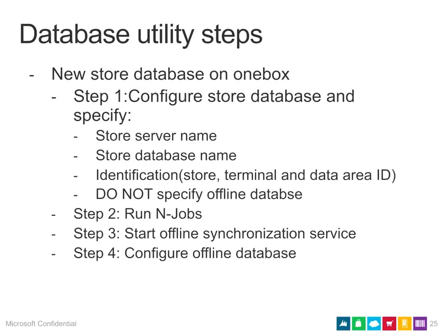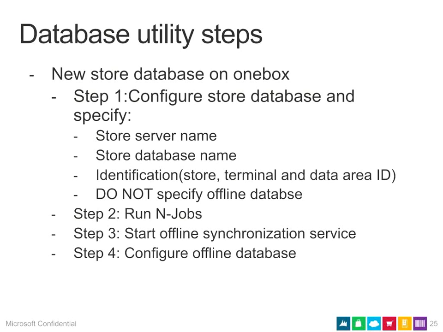So the steps for using the database utility on a one box. The first step, and this is mainly for one box if you have a store database and offline database on the same machine. So in the first step, specify the store server name, store database name, and the identification, which I said you shouldn't have to do, but you do have to do it. And don't specify any offline database information. If you fill out everything in the database utility, it won't work. So if you're just creating a store DB, don't fill out offline DB in the first step.